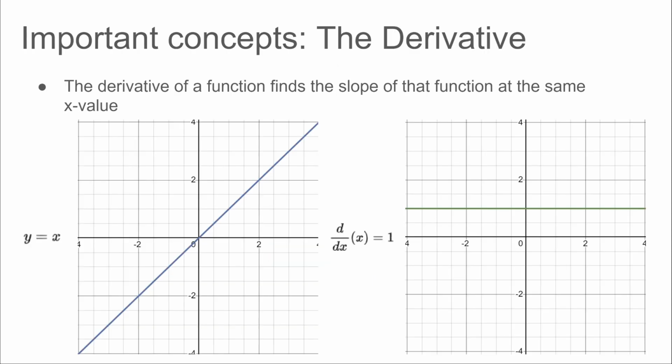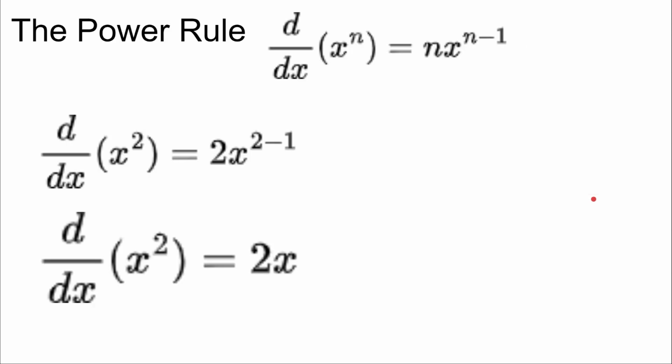Important concepts. The derivative. The derivative of a function describes the slope of that function at the same x value. For example, the derivative of the graph y equals x is just 1, as the slope of y equals x is 1 at every point on the function.